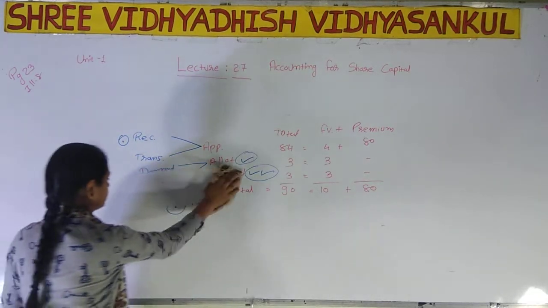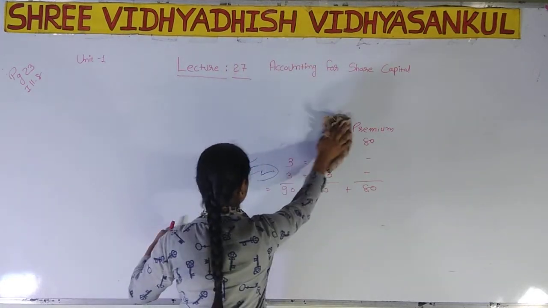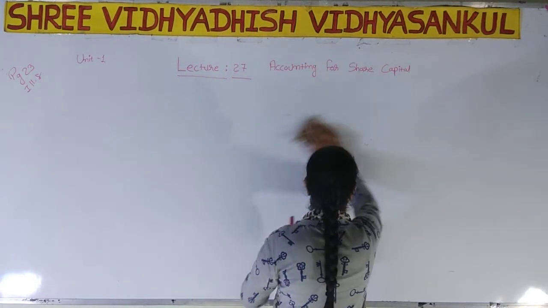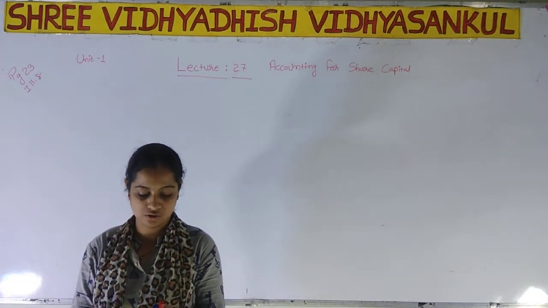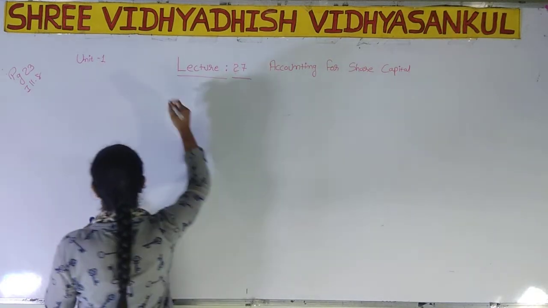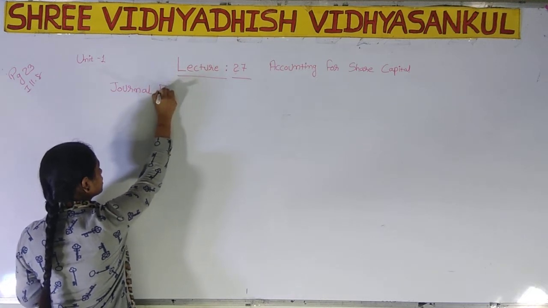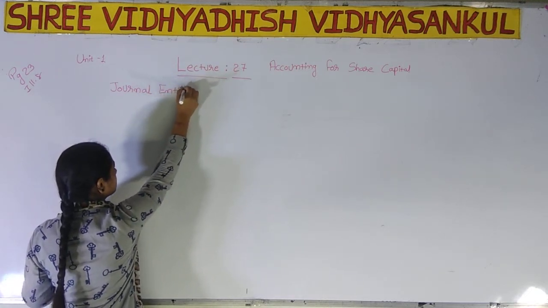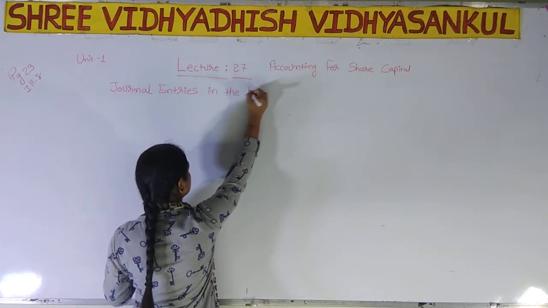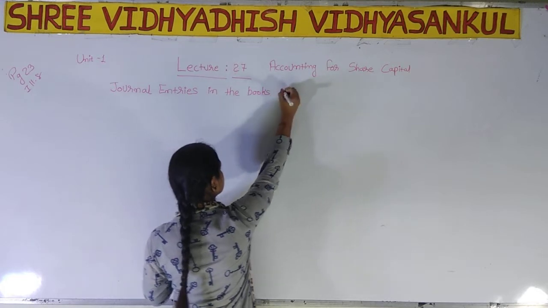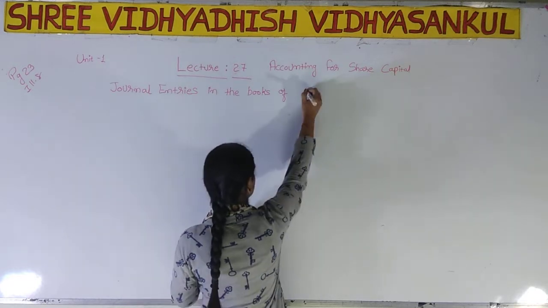Done? Now, total we have to write 5 entries, right? So for this you will require 1 page format for journal entries. So please draw a format of 1 page. Journal entries in the books of, give the head, journal entries in the books of Dishita Plastic Company.